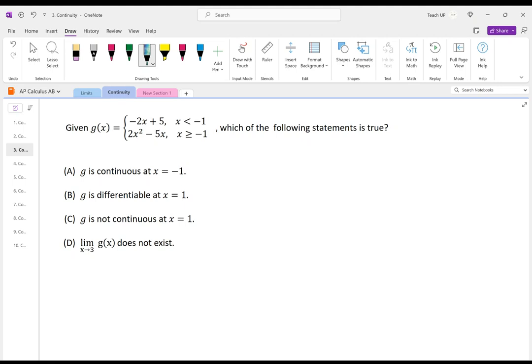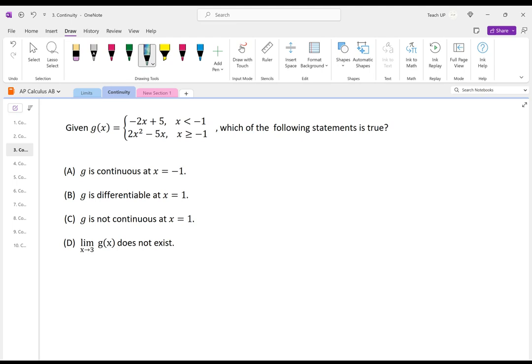Today we will look at a continuity problem. Given this function g of x, which is a piecewise defined function, which of the following statements is true? So g of x is equal to negative 2x plus 5 for x less than negative 1, and g of x is equal to 2x squared minus 5x for x greater than or equal to negative 1.